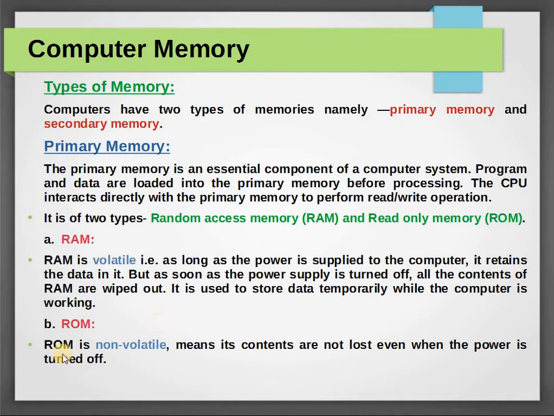Then the second memory is ROM. ROM is non-volatile memory, meaning its contents are not lost even when power is turned off. It is used as a small but faster permanent storage for contents which are rarely changed. For example, the startup program, which is also called the bootloader, that loads the operating system into RAM, is stored in ROM.